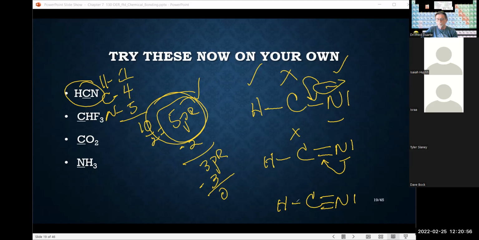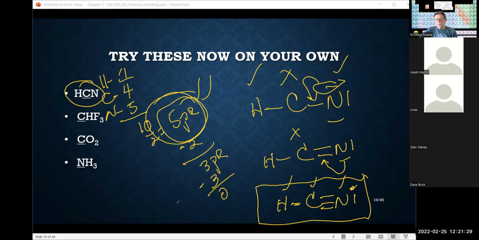1, 2, 3, 4, 5. We're still good. So now check the octet around the molecule. Hydrogen still good. Nitrogen is still good. It has now 1 lone pair on the nitrogen and then 3 pair being shared with the carbon. So that's a total of 8. So nitrogen is good to go. Carbon now is sharing those same 6 with nitrogen, and then is sharing 2 with hydrogen, so it has 8. So we're good to go, okay?